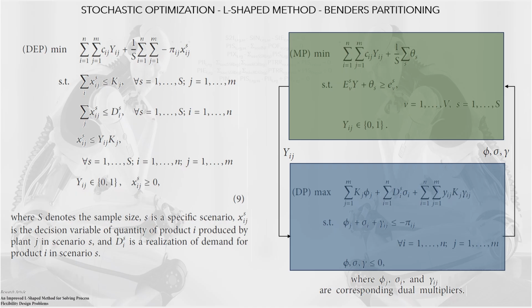Step 0. We set the upper bound UB equal to infinity, and the lower bound LB equal to minus infinity. Set the number of iterations to 0. Step 1. Solve the master problem, MP. Step 2. For each scenario, solve the dual problem, DP. The objective function of MP is equivalent to that of DEP, where S is the sample size and theta is an estimate of the value function of the second stage problem with a specific scenario S. Solving MP can obtain a lower bound for PFD1.